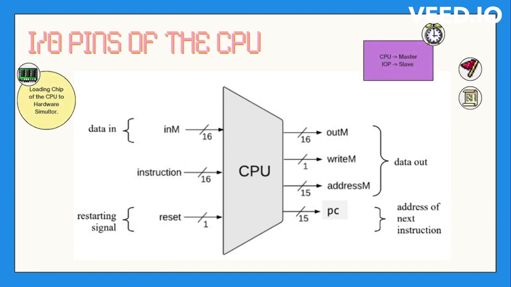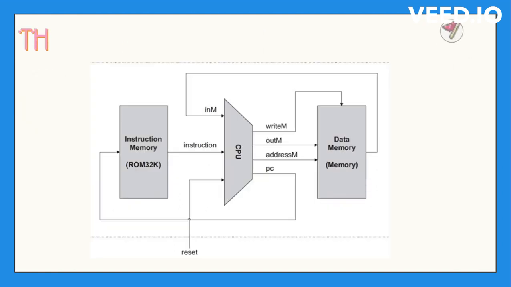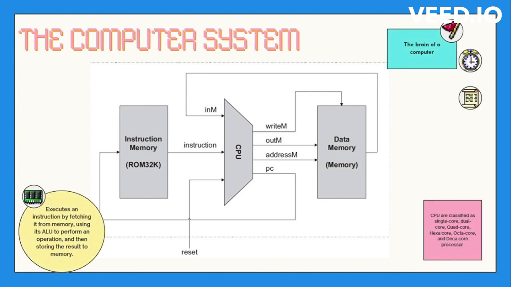As we can clearly see, we have three inputs coming into the CPU from different sources in the computer. These inputs are instruction, inM, and reset. Now coming on to the next slide, we have the computer system. In this, we are discussing the same input and output pins.